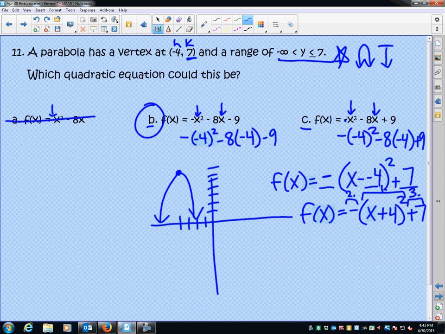So we know that's the answer. So you have 2 ways to do this. You can put it in vertex form and then convert it to standard form if you want. That's one way. Or you can simply take your x and plug it into all the equations and see which one gives you 7.